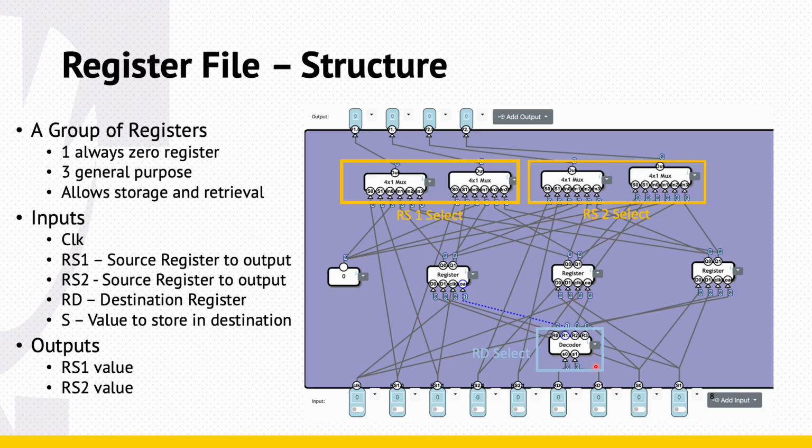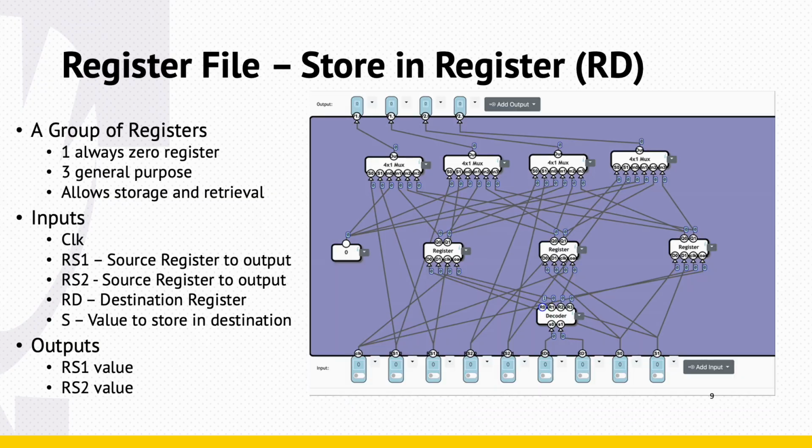And then this is the decoder that is used to select which of the registers will store the output value from our ALU. So this is our destination register selector. And this is where we get the values to actually store in that destination register. Okay, let's see what this looks like.